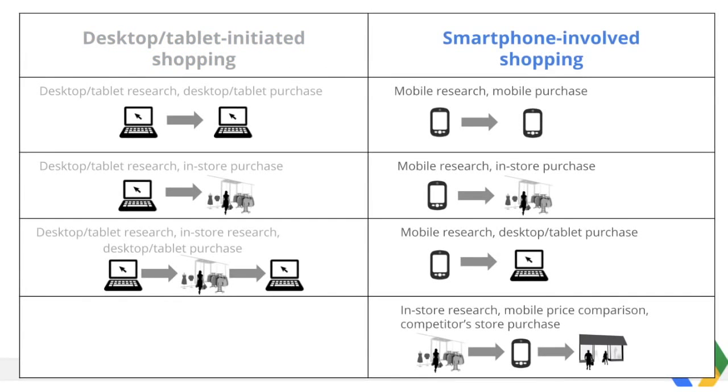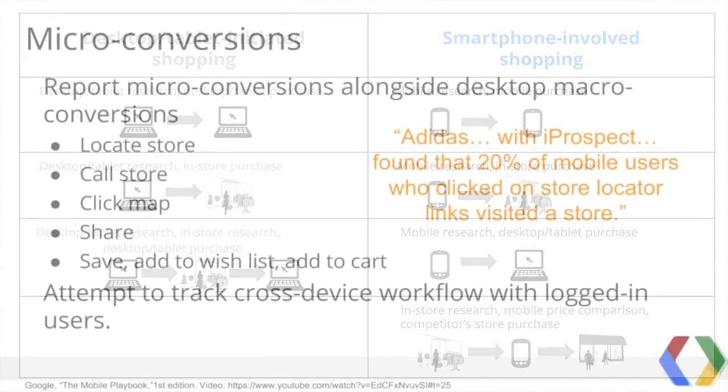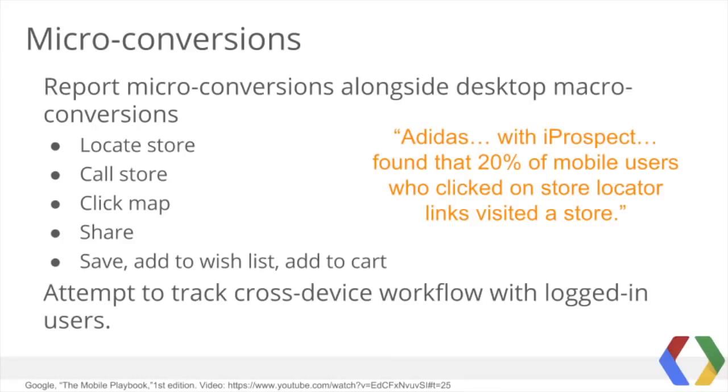Smartphone involvement in purchasing can look a little different. There's mobile research to mobile purchase, mobile research to in-store purchase, cross-device conversion like mobile research to desktop or tablet purchase, or even additional possibilities like in-store research, mobile price comparison, and then in-store at a competitor to finally make the purchase. Given mobile's diverse involvement in the purchase journey, many find it useful to track micro-conversions.